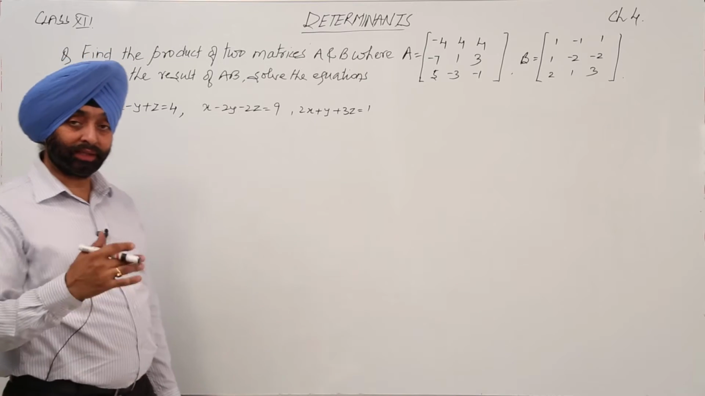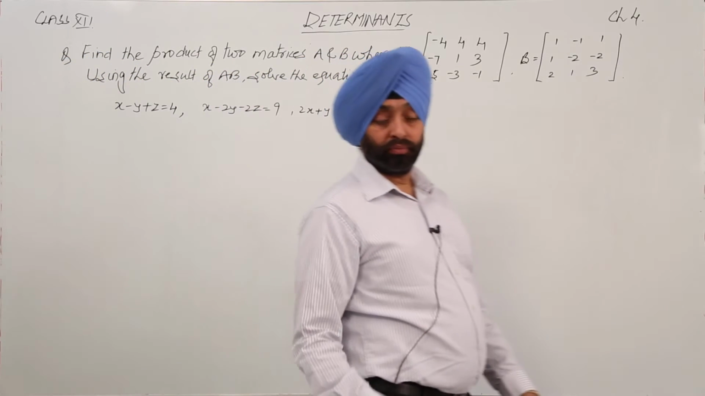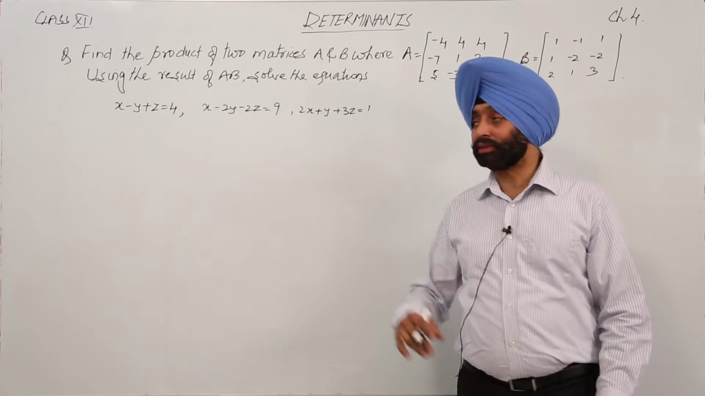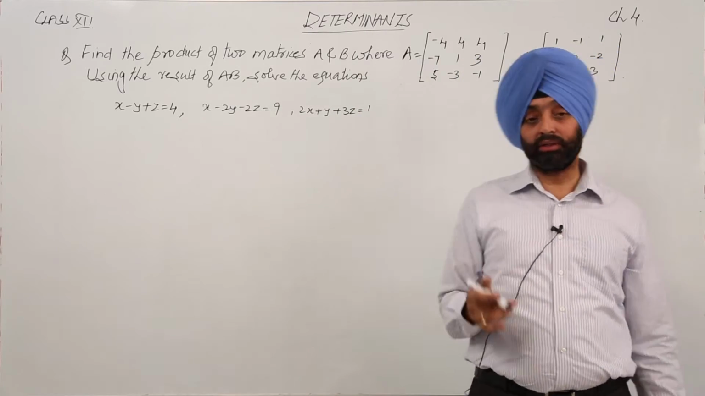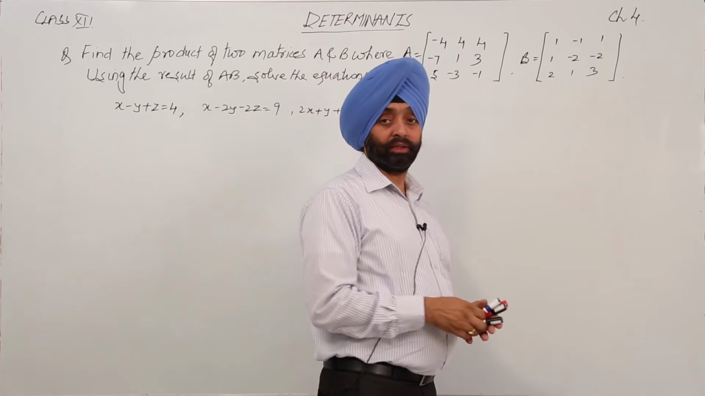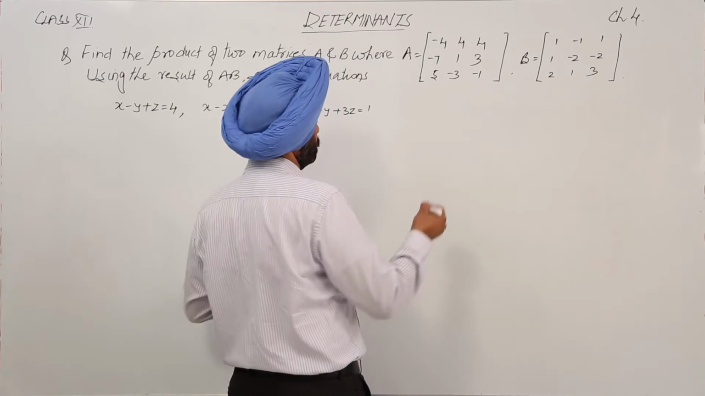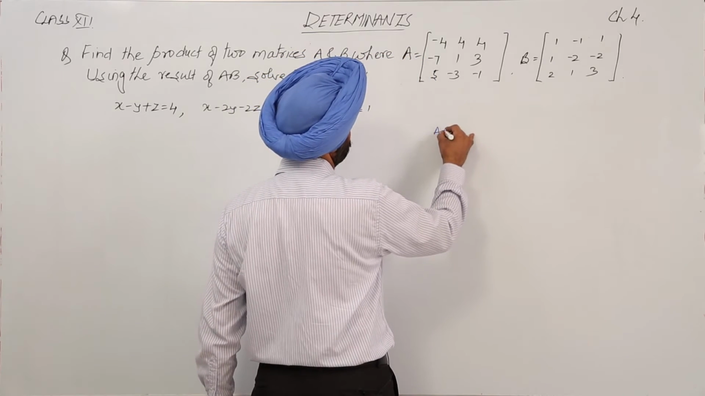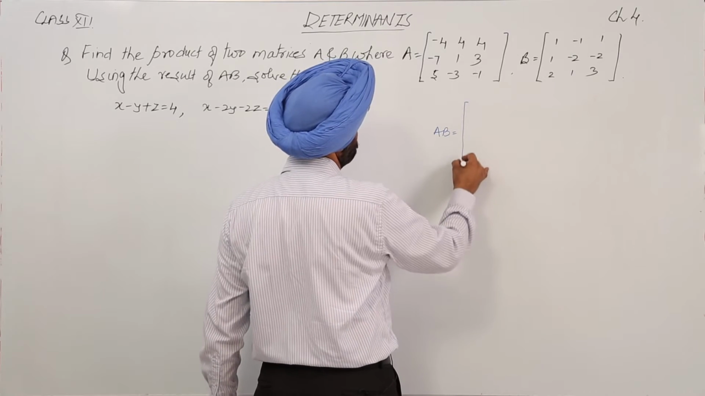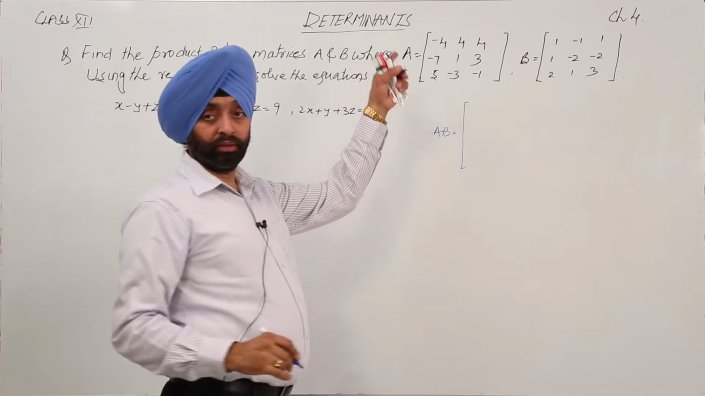Now second question. Okay, we have to find the product first, and then using the product we have to solve the equations. Okay, so let's find the product first. Now AB is equal to, we have to find AB first.